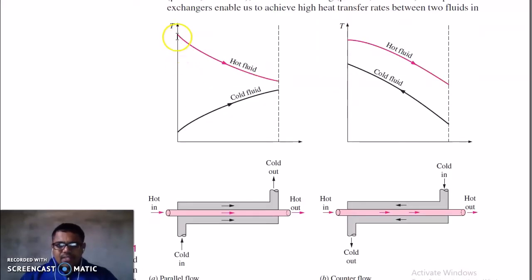Whereas in this case, this is the temperature of the inlet hot fluid, and this is the temperature of the inlet cold fluid, and the temperature difference is maximum. As the fluids go along the tube in the parallel direction, the temperature difference decreases and the exit temperature difference is minimum. While in the counter flow case, you can say the temperature difference is maintained almost constant.